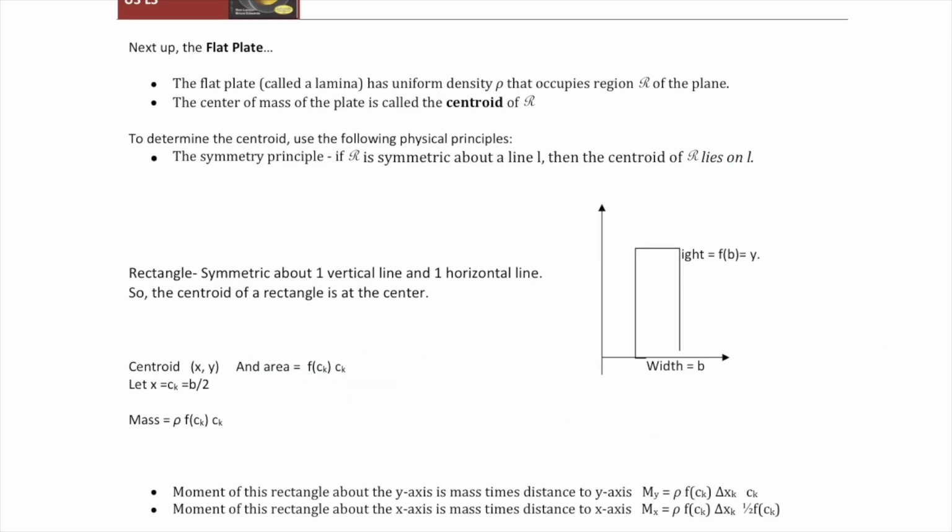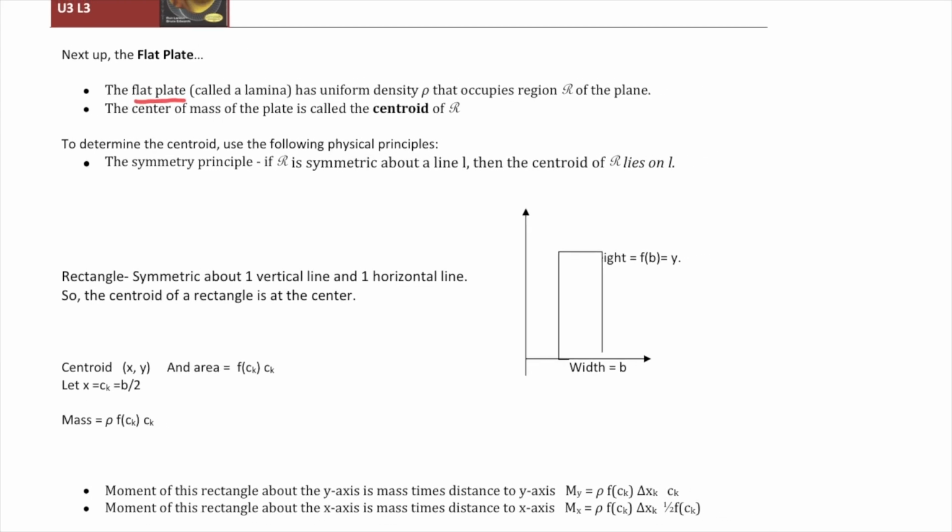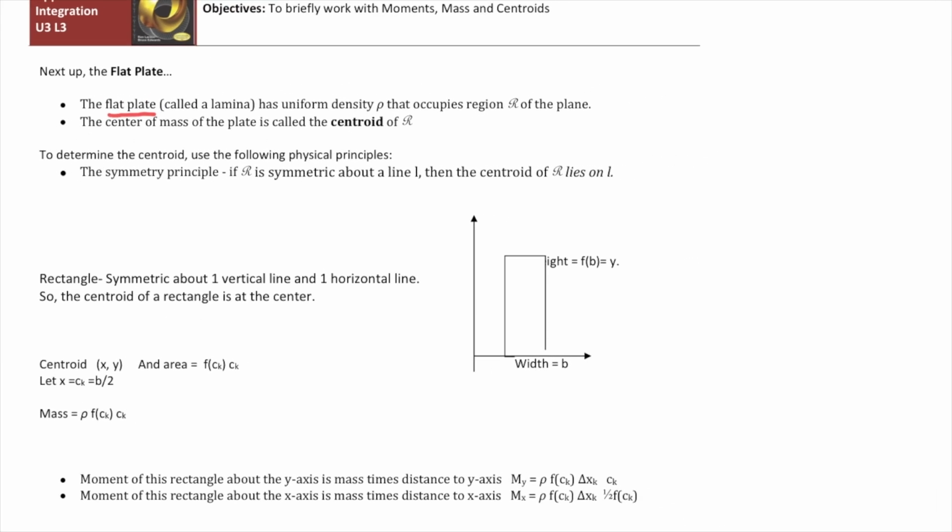Now that we've had examples in the 1D and 2D systems, let's talk specifically about the flat plate, which is called a lamina. Now this lamina that we're going to draw has uniform density, and it can take any shape that we want, but as you can see, it might have a little bit more weight on one side than it does on the other side. What we're trying to do is find the center of mass of this plate so we know where to place the fulcrums to keep it horizontal. So the center of mass of such a plate is called the centroid of region R.